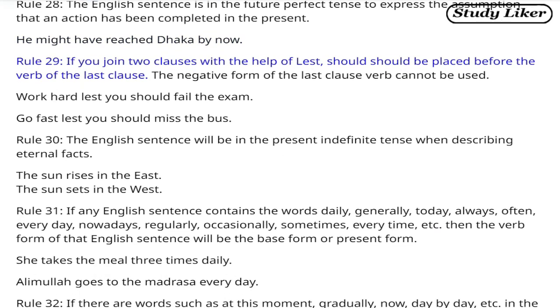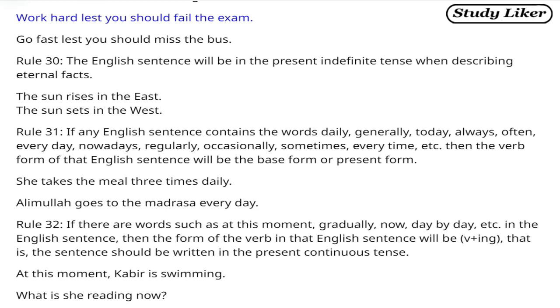Rule 29, if you join two clauses with the help of lest, should be placed before the verb of the last clause. The negative form of the last clause verb cannot be used. Work hard lest you should fail the exam. Go fast lest you should miss the bus.